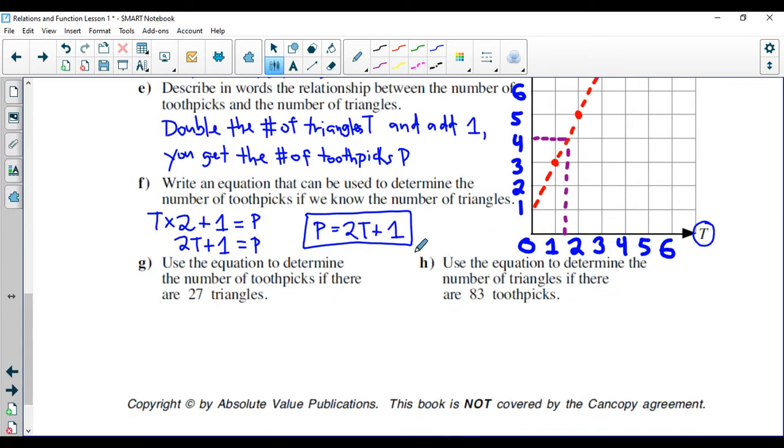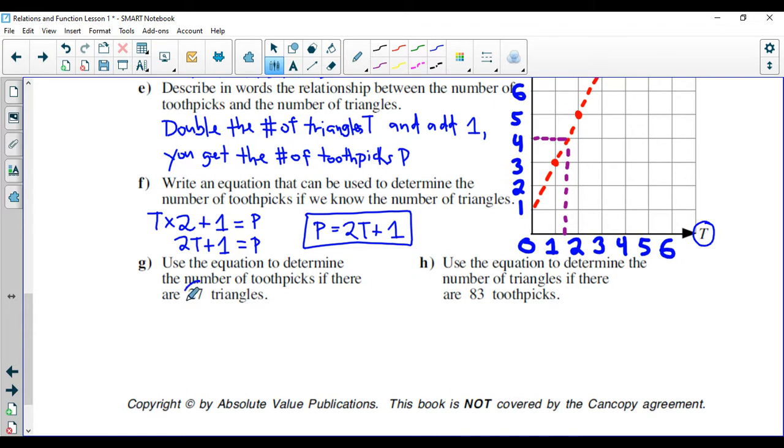Now, the power of getting an equation like this is we can figure out the number of toothpicks for a shape that has tons of triangles that we would normally not draw. There's no way we're going to draw what shape number 27 looks like. And our graph doesn't go to 27 triangles. We depend on an equation to solve this.